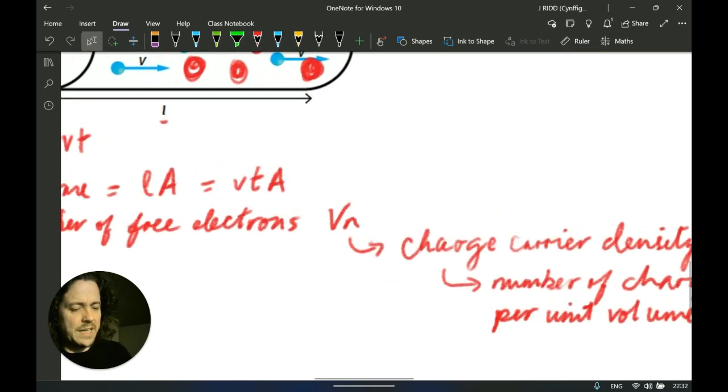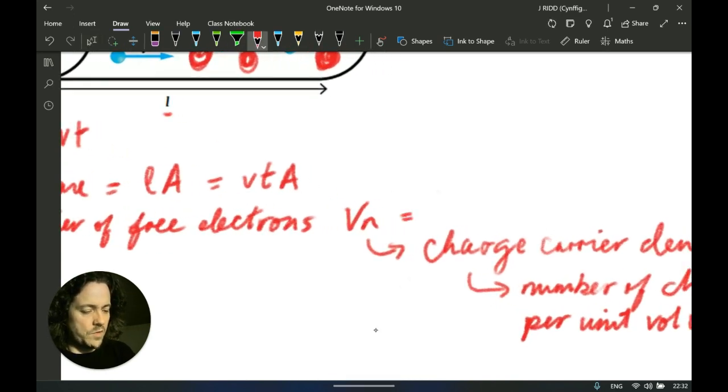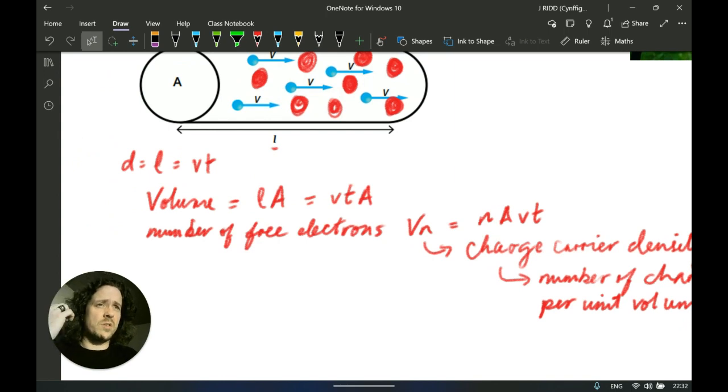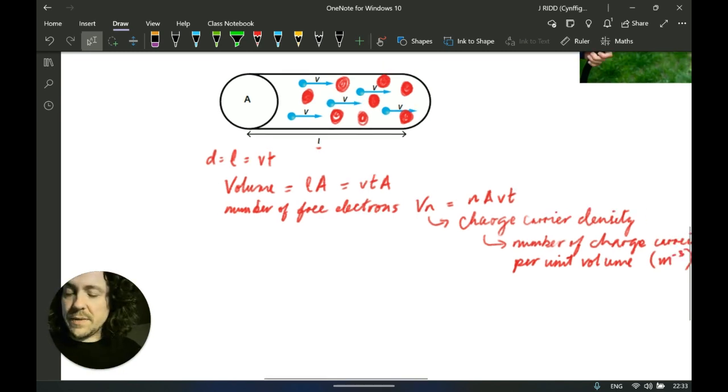Now, V times n then, we've already previously defined volume just back there. So V times n we can write as n, the charge carrier density, times A times v times t. So that's all from the previous part. So now we've got essentially Vn, which is the number of free electrons. It's the volume that we've got times the density, or the number per unit volume. Right. Now, obviously, if the volume was 1 cubic meter, then you'd have exactly n, because n is the number per cubic meter, so you get the gist.